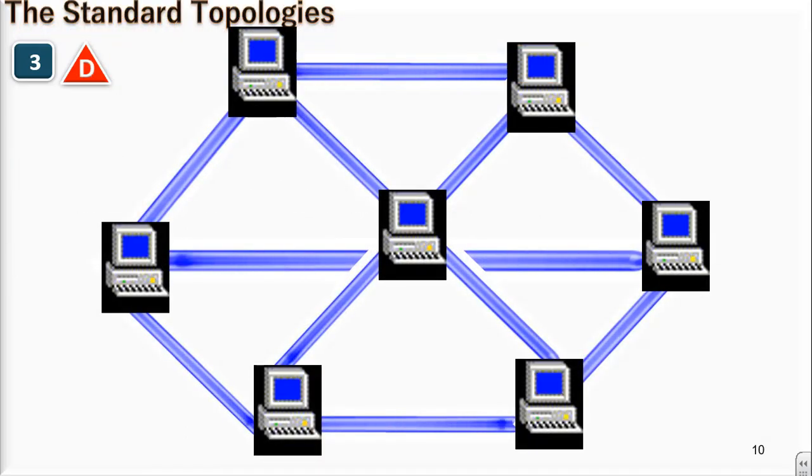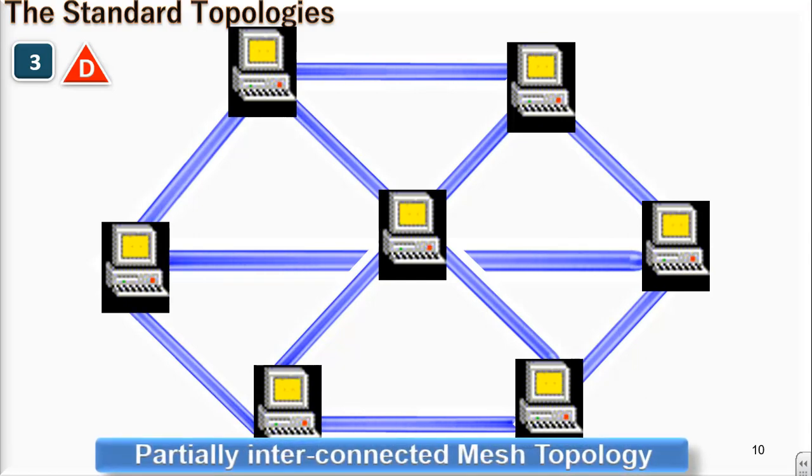Now in this second example, you will find that this is a case of partially interconnected mesh topology. Not all computers are connected to each other, but some of them are connected to each other, but mostly computers are connected with alternative paths. But this is not fully connected mesh topology. It's a partial interconnected mesh topology.